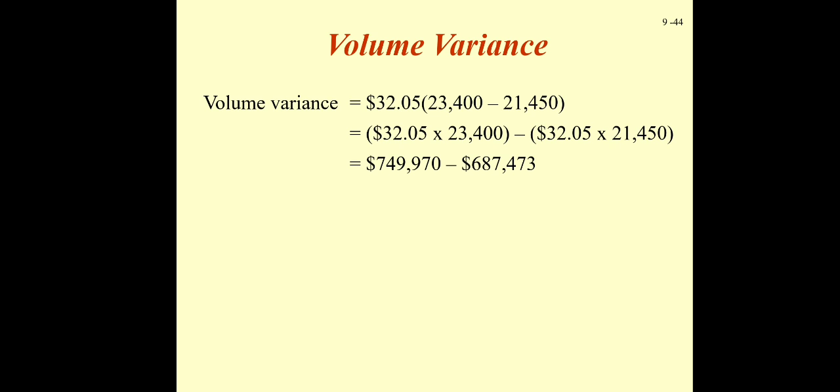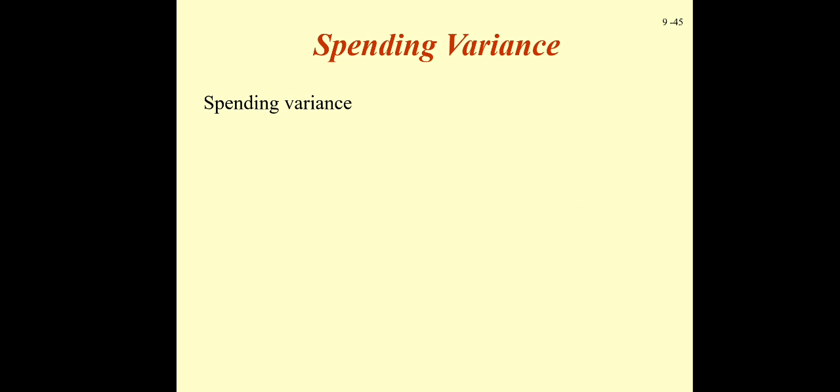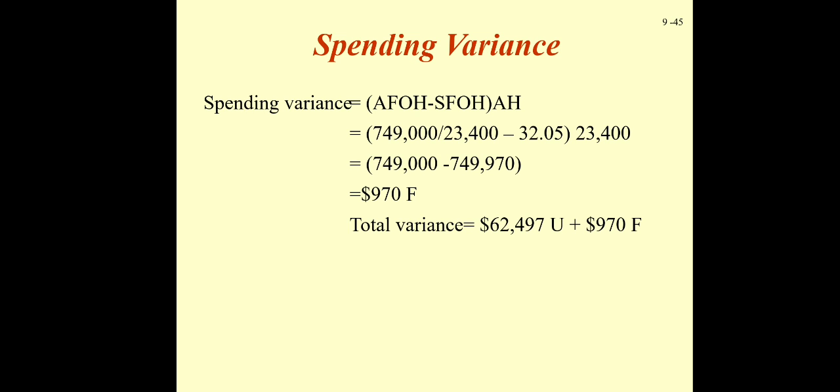Okay, this is the volume variance, spending variance. Okay, these are the variances for the fixed overhead cost.